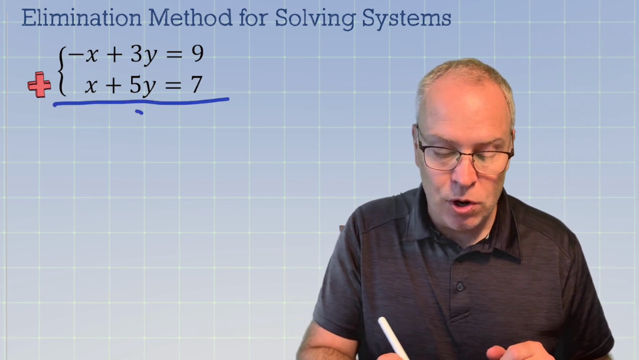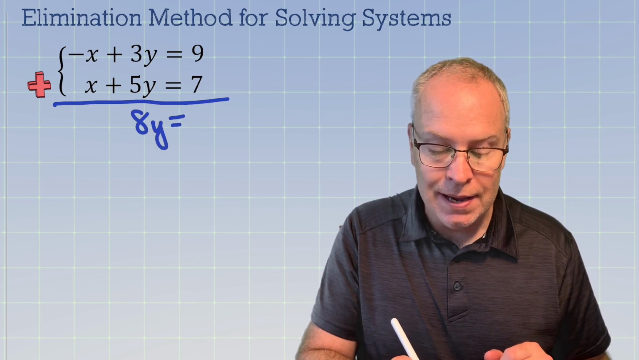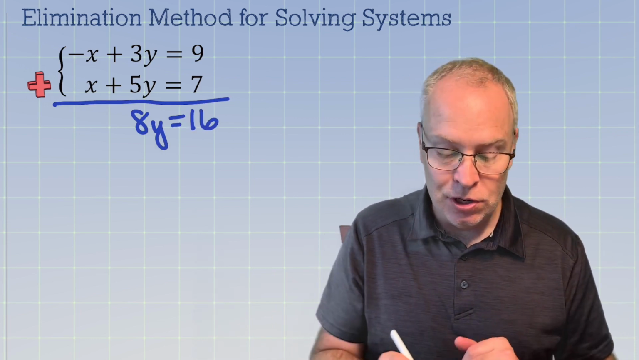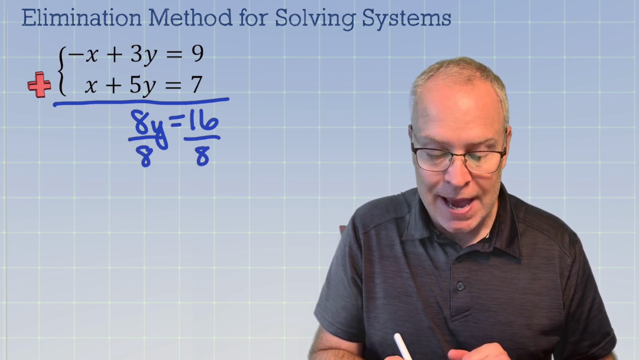Let's add these 2 equations up. We get 8y equals 16. Once again, a simple equation that we can divide both sides by 8.